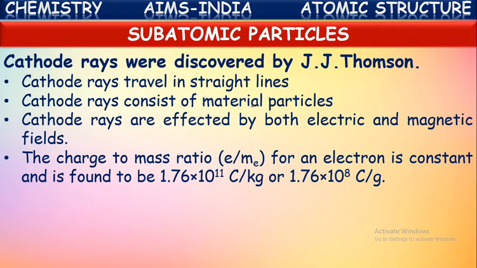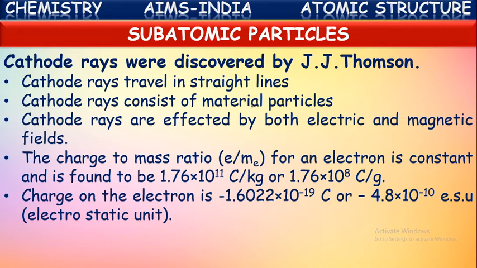The charge to mass ratio, e/m, is also called the specific charge of an electron. The specific charge of an electron is always constant, from wherever it is produced. It is equal to 1.76 × 10^11 coulombs per kg, or 1.76 × 10^8 coulombs per gram. From whichever element these electrons are produced, the specific charge is constant, irrespective of the gas taken.